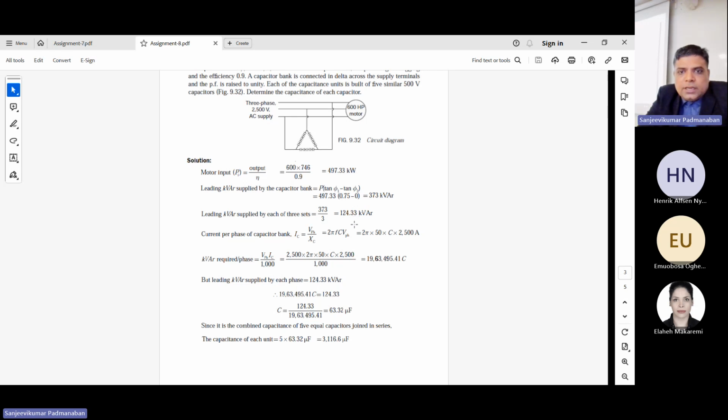So we already calculated here 124.33 kVAR. We have to equate it to this equation to find C. This is kVAR, and this is also kVAR. So we equate these and find the capacitance. The capacitance is going to be 63.62 microfarad, but we want it for a bank, so it should be multiplied by 5. Each unit is going to be multiplied by 5. So this is one capacitor, but for a bank, you need to connect 5 in series.